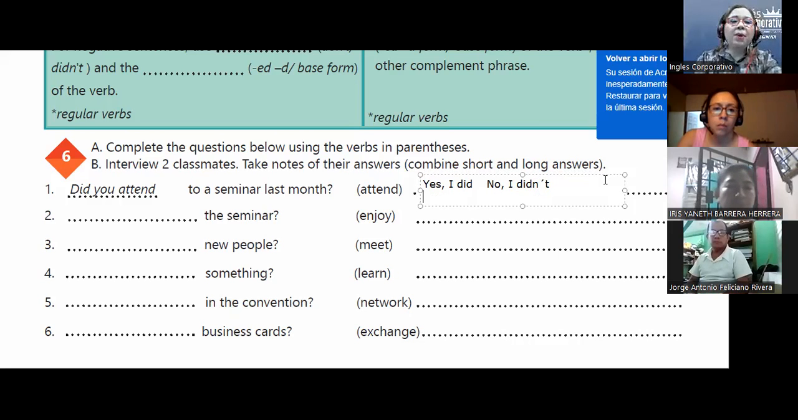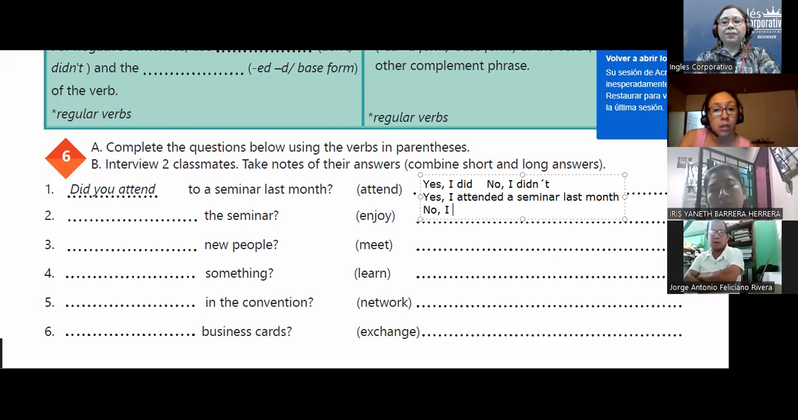Aquí vamos a poner el ejemplo. Por ejemplo, la primera pregunta dice, did you attend a seminar last month? Entonces, una respuesta larga sería, yes, I attended a seminar in the last month. Okay. Y si no fui? Una oración negativa larga. No, I didn't. Excellent. No, I didn't attend a seminar last month. Excellent.